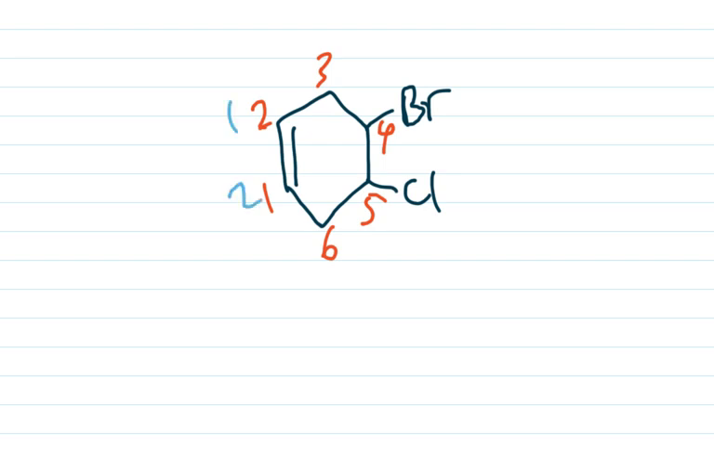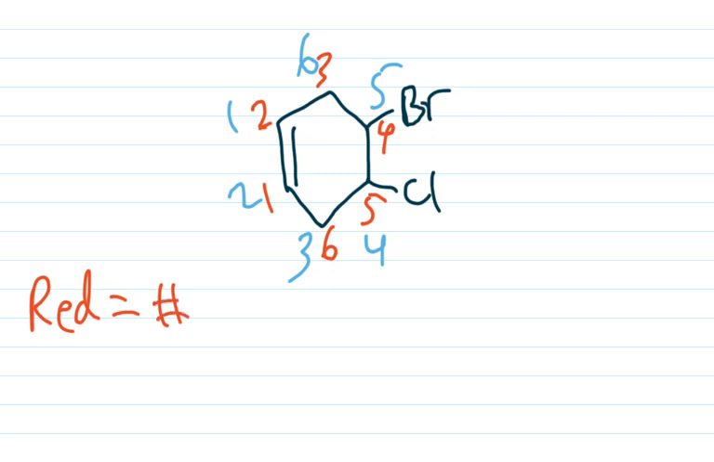So 1, 2, 3, 4, 5, 6. Now, which way is correct? So let's go and compare. Red, the red numbering, at what carbon number is the double bond on? So 1, right? What carbon number is the bromine substituent on? 4. And what carbon number is the chlorine substituent on? 5. Okay, now let's go to the blue numbering.